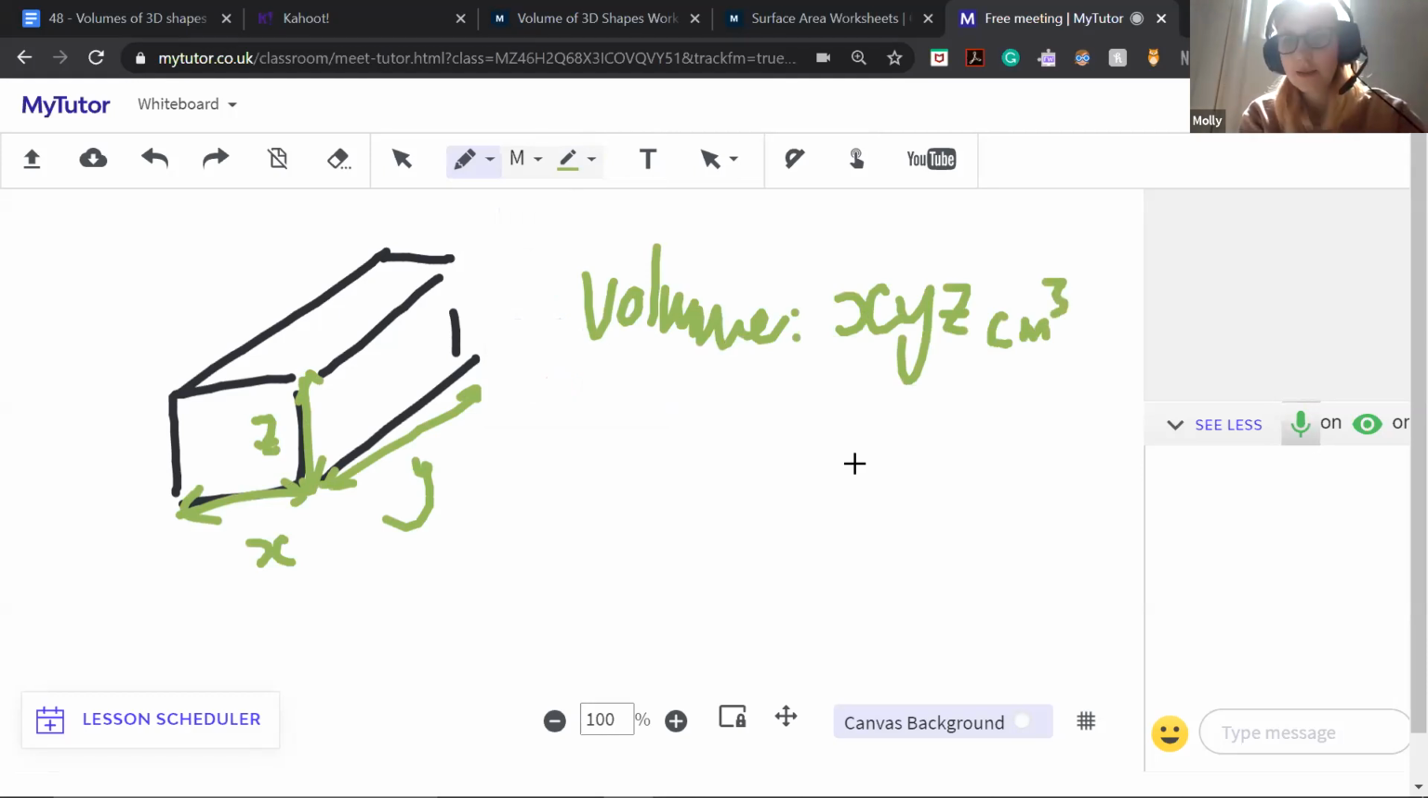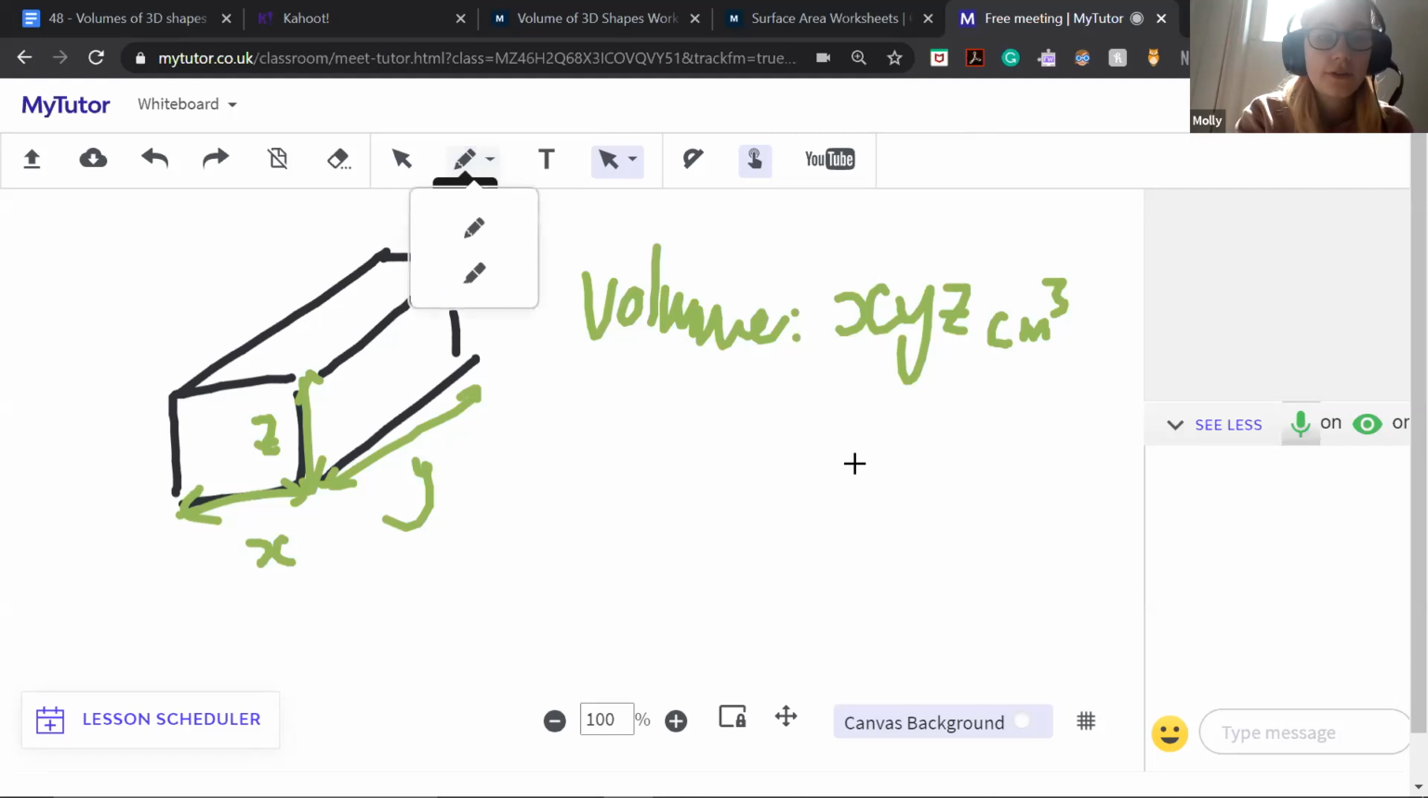You just times, as I'm sure you worked out how to do in that one, you times each number by each other. Then for the surface area, we work out each surface, so it's going to be xz, and do that twice for the one at the back, zy, and do that twice for the one at the back, and xy, and do that twice for the one at the back.